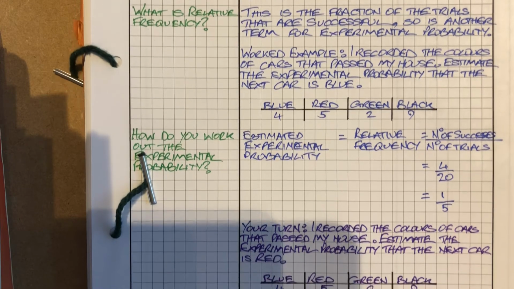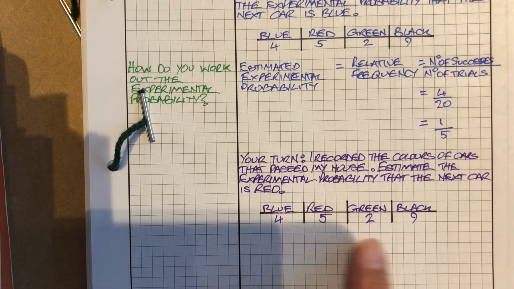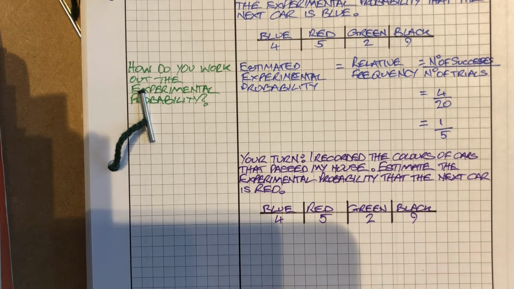Okay, your turn. From the same experiment, so you've got the same numbers of each colour, can you now estimate the experimental probability that the next car is red? Have a go, pause the video while you're doing it, and I'll see you in a minute or two.